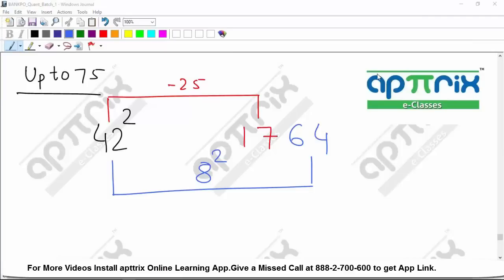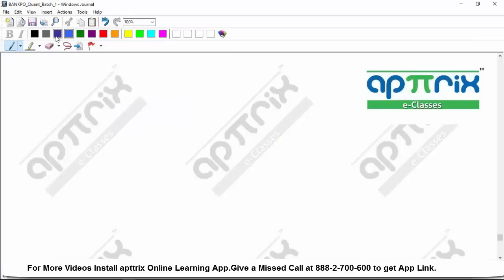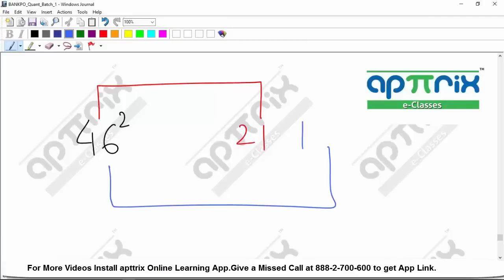Correct? Let's take another example, and that will give you even more clarity. Suppose I want to find 46 square. Again, a 2-step process. Just take the difference from 25, that will be 21. Then take the difference from 50, that is 4, and 4 square will be 16. I'm writing here. So the answer becomes 2116. It's as simple as that.